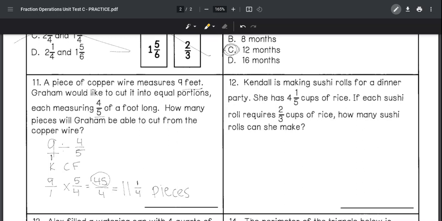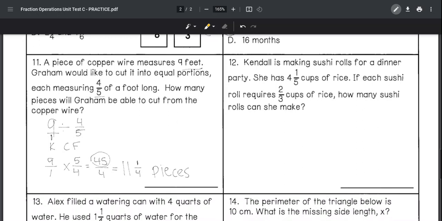All right, number 12. Kendall is making sushi rolls for a dinner party. She has 4 1/5 cups of rice. If each sushi roll requires 2/3 cups of rice, how many sushi rolls can she make? So we have 4 1/5, and we need to split it up into 2/3 sized sections to figure out how many rolls we can make.